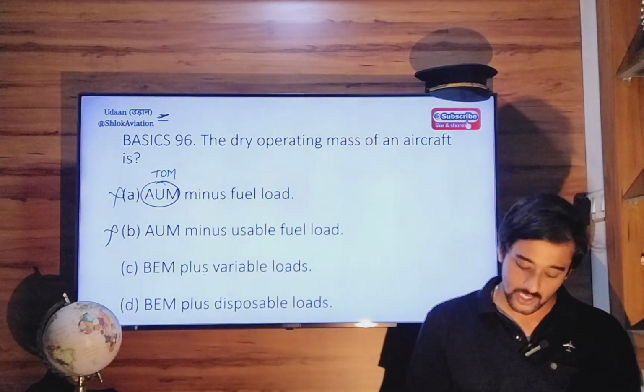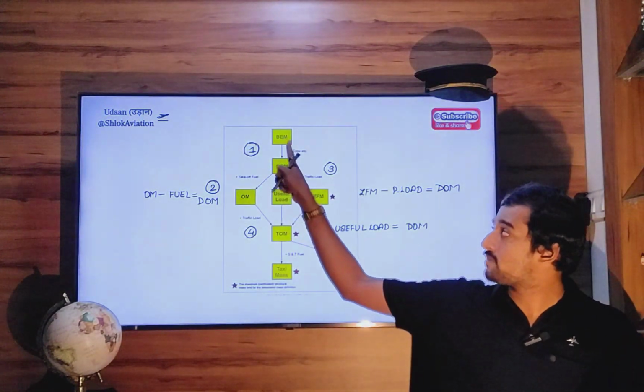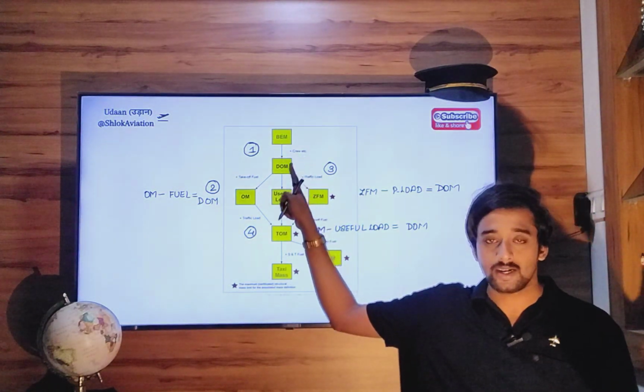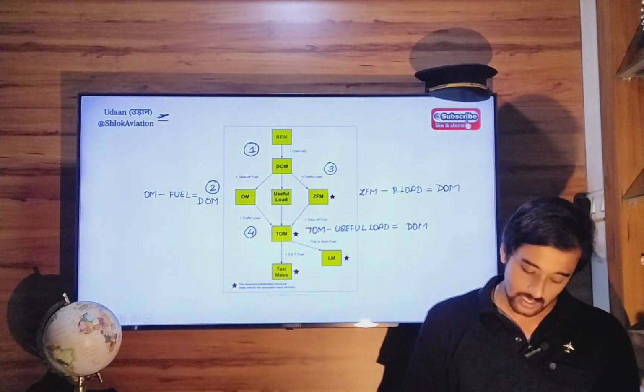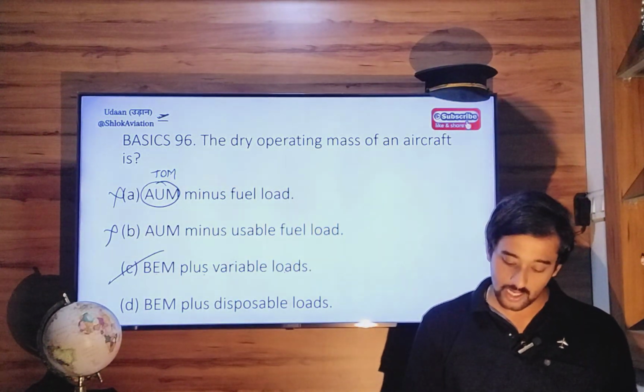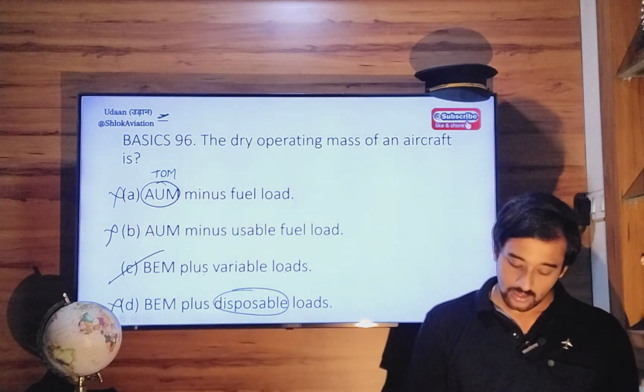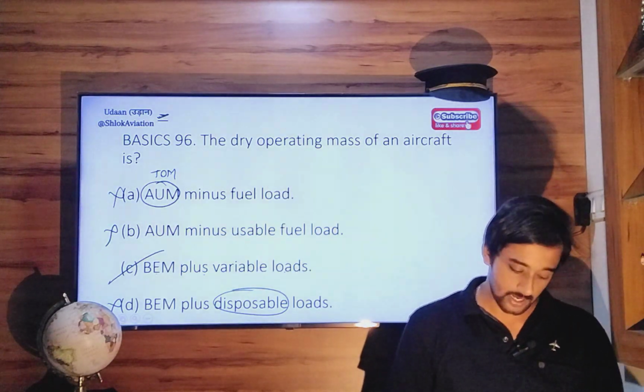Basic empty mass plus variable loads. Yes, basic empty mass plus variable loads like crew baggage, food, water is dry operating mass. Basic empty mass plus disposable loads. Okay, so that is wrong. So correct answer is option Charlie.